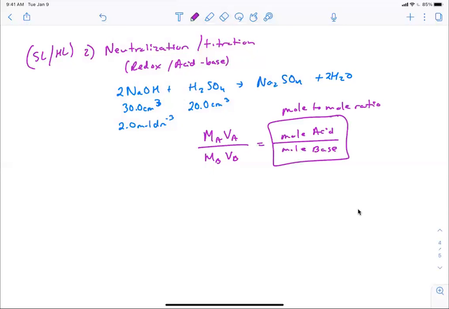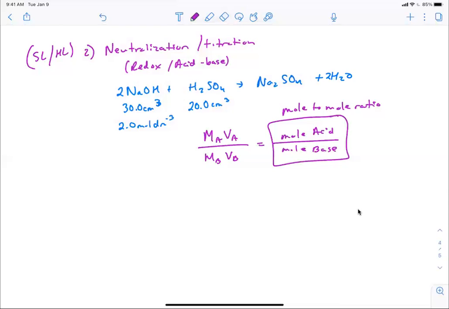A couple of things about this. One, you don't have to change the unit of volume because they're both centimeters cubed, so the proportion works out fine. Two, it reminds you that you need a mole to mole ratio in here. And then three, essentially it's just cross multiplication with a lot less work. You could also do this with redox. It doesn't have to be acid and base. It can be the oxidizer and the reducer. Still works the same way.